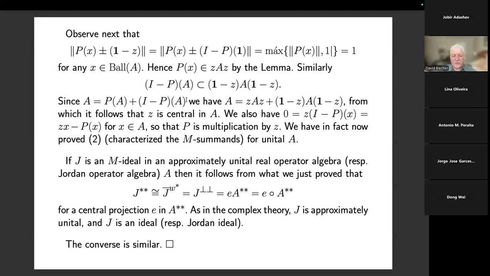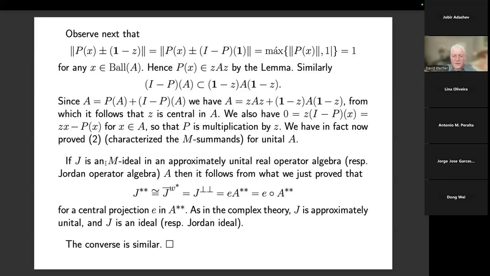Since A is P of A plus (1 minus P) of A, we can deduce that A is simply ZAZ plus (1 minus Z)A(1 minus Z). And so Z is central in A. Another step of algebra shows that P is just multiplication by Z. So this is very similar to the Smith-Ward proof. And so we have proof 2. We've characterized the M summands for unital Jordan algebras.